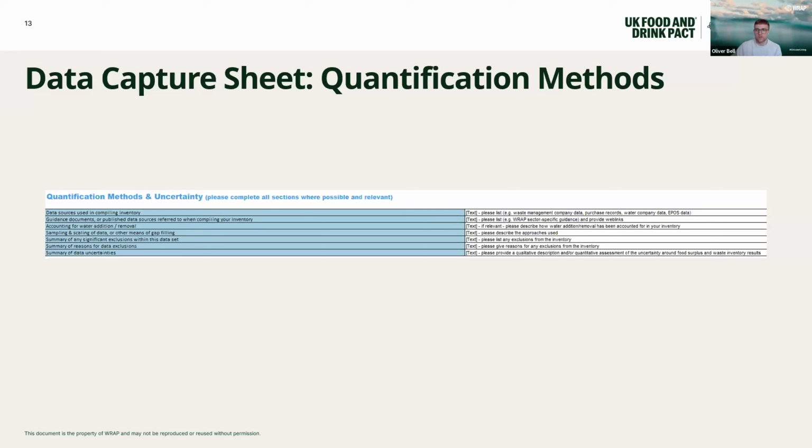And then the last row here we have is for the data uncertainties. And here we'd just ask for a brief description of any uncertainty around your methodology or concerns with your data. It's important to note here that you won't be marked down if there are any concerns you have. It's simply to be used as an opportunity for RAP to provide any further guidance if there are any specific issues that you may have.